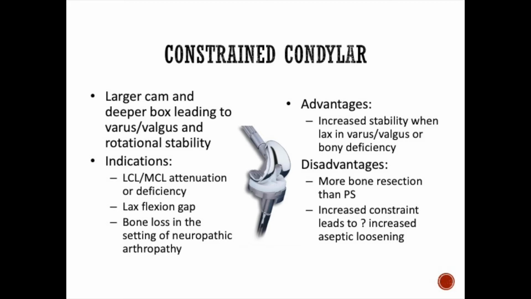So then we get to the varus valgus constraint, which is the constrained condylar knee. So it's a similar design to the posterior stabilized, but a much larger, thicker, stronger post that fills the box entirely. So it's not just A to P translation that it's preventing now, it's also varus and valgus by completely filling that box. The big advantage to it is it solves the problem of laxity or instability, but the big disadvantage to it is that, number one, it's now more constrained, which may lead to increased aseptic loosening, although that hasn't been borne out in the literature as of yet.